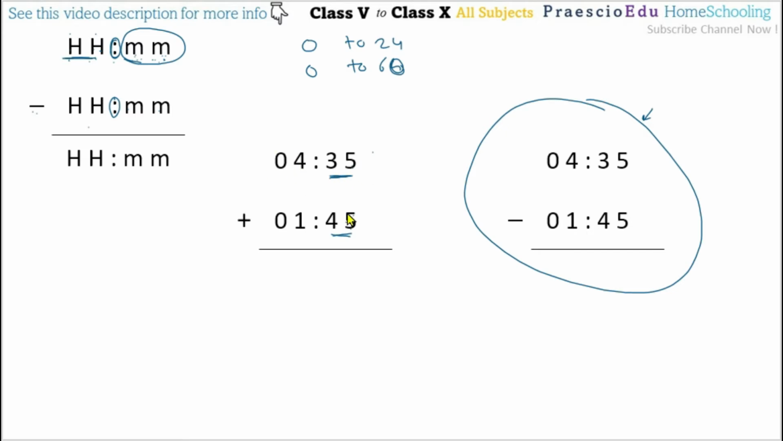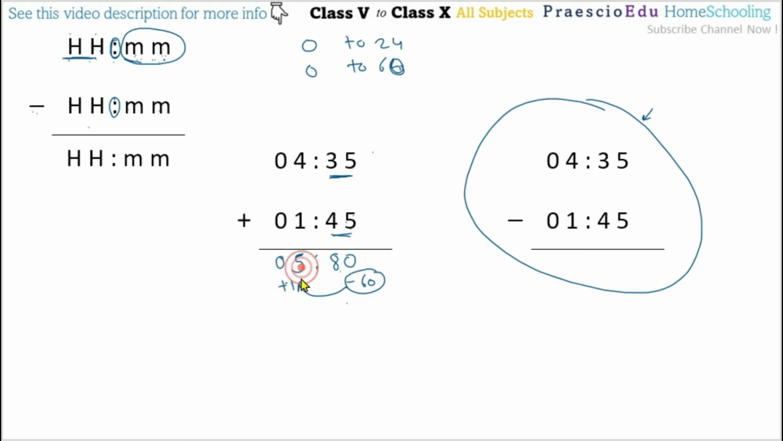So 35 plus 45 is 80. This 80, and then the symbol as it is. After this, hours: 4 hours plus 1 hour is 5 hours. You can keep the 0 or directly keep only 5 hours. Now 80 minutes is not possible, so from 80 we have to subtract 60. This 60 is equal to 1 hour, so we are going to add that to the hours.